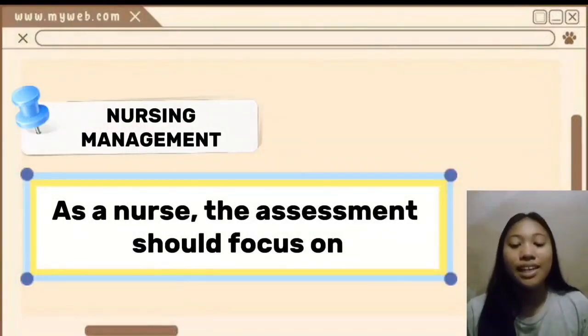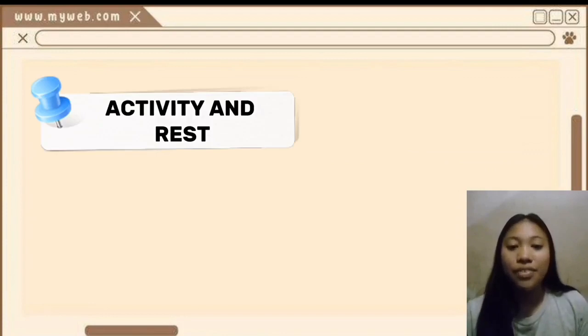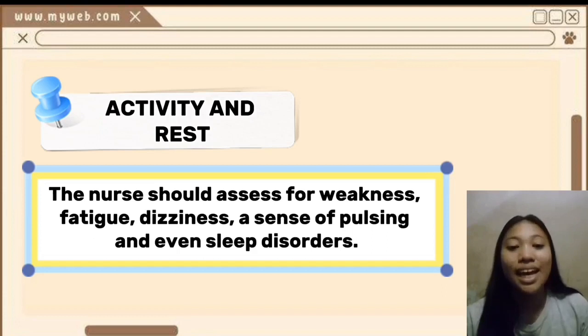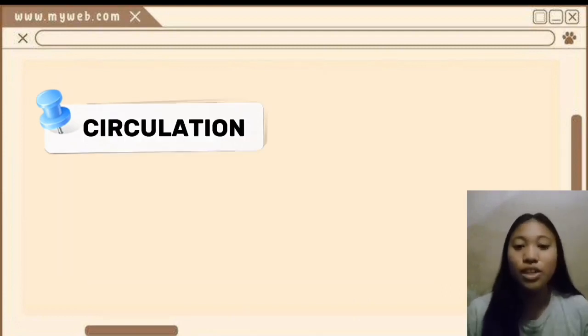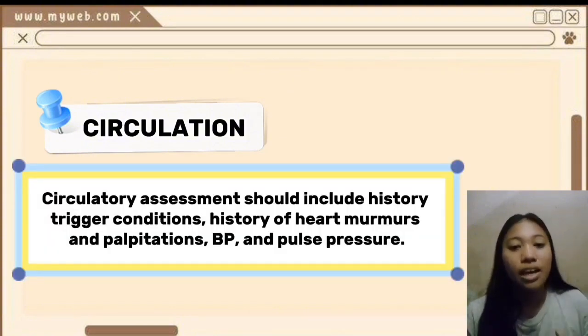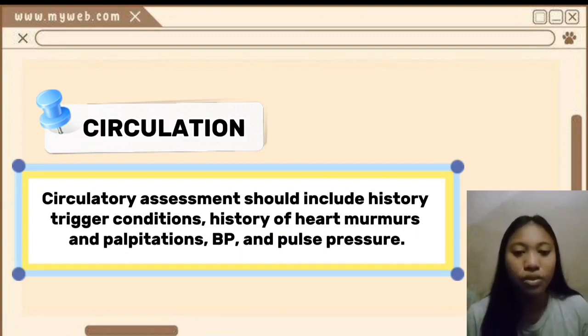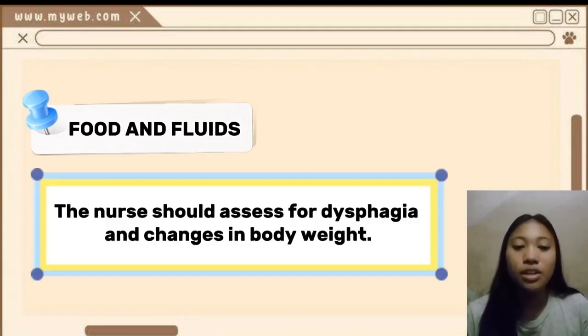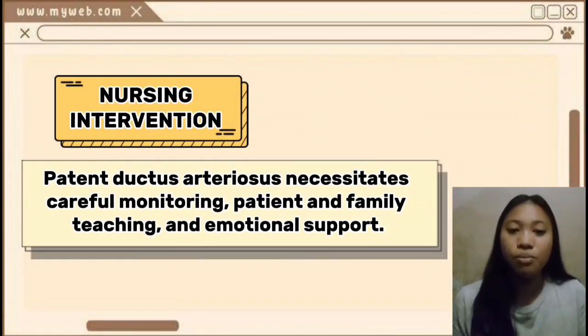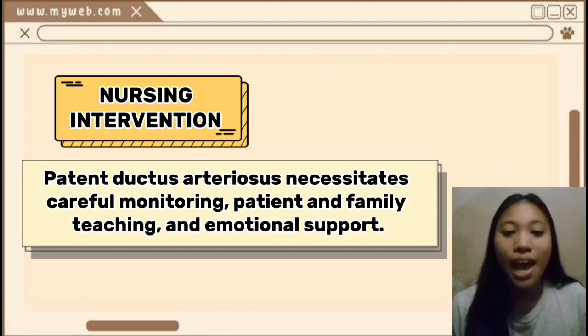As a nurse, the assessment should focus on activity and rest. The nurse should assess for weakness, fatigue, dizziness, a sense of pulsing, and even sleep disorders. Circulation: circulatory assessment should include history of trigger conditions, history of heart murmurs and palpitations, BP, and pulse pressure. Food and fluids: the nurse should assess for dysphagia and changes in body weight. Patent ductus arteriosus necessitates careful monitoring, patient and family teaching, and emotional support.